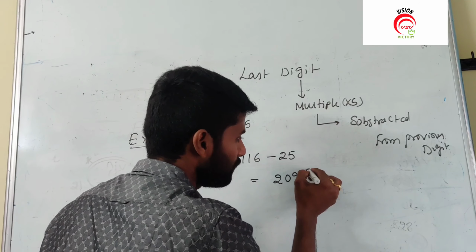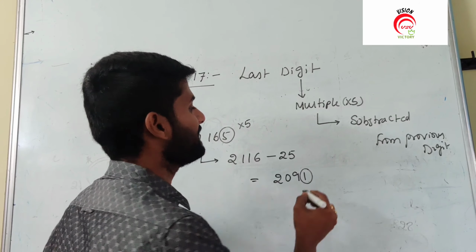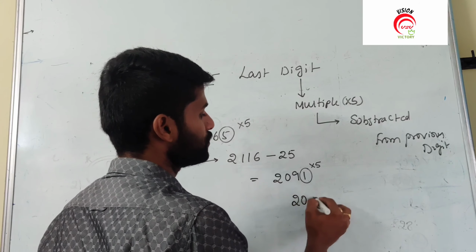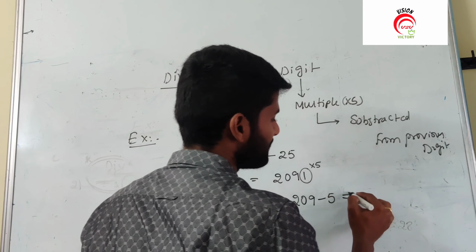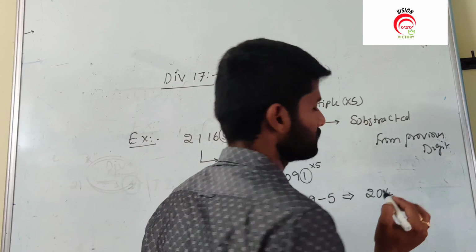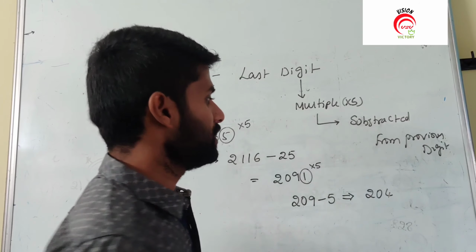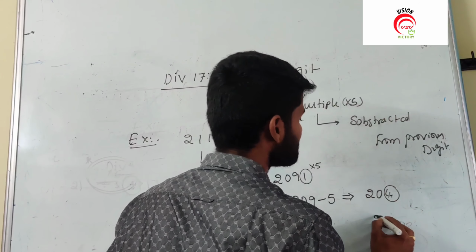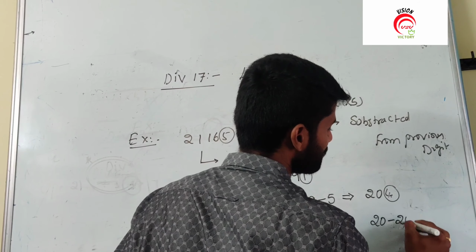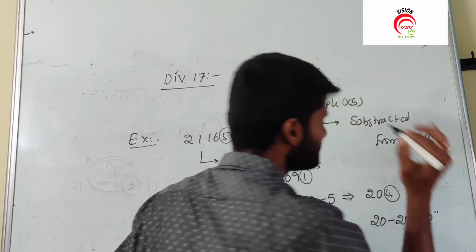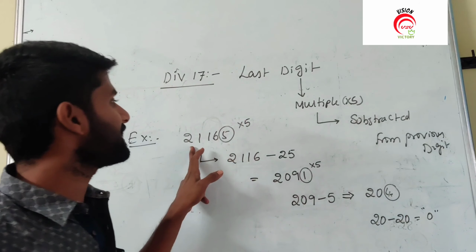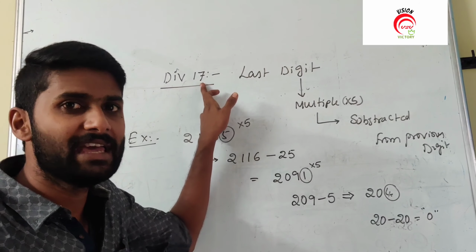Clear? Again, what is the last digit here? 1, and this number is multiplied by 5, and we subtract it. It means 209 minus 5. We get the value 204. Again, apply the same rule. What is the last digit here? 4, and 4 times 5 gives a resultant of 20. 20 minus 20, we get a resultant of 0. If you get 0 as a resultant, definitely this particular number is always divisible by 17.